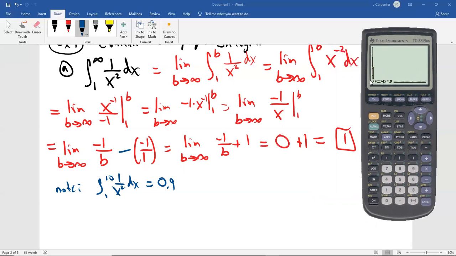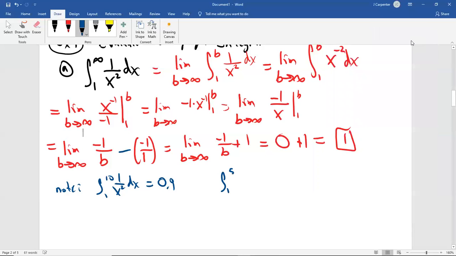All right, instead of going 1 to 10, let's do a different area. Let's do 1 to 50, since I have 50 up there. So lower limit of 1, upper limit of 50. Let's see what this area is. So another 40 more in terms of width. And it's crunching, 0.98. So the integral from 1 to 50 of 1 over x squared dx is 0.98.